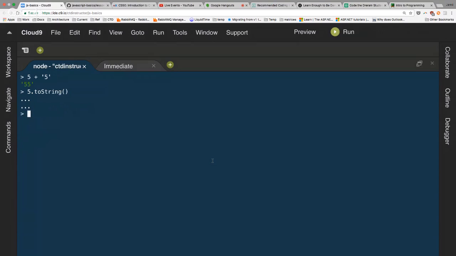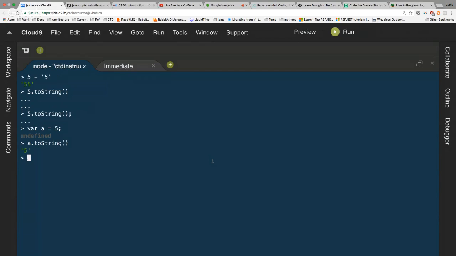Am I missing something? Maybe I'm missing the semicolon. So that should work. I don't know why it doesn't like that. I'll have to play with that in a minute. Maybe I just won't do it on a blank one. All right.